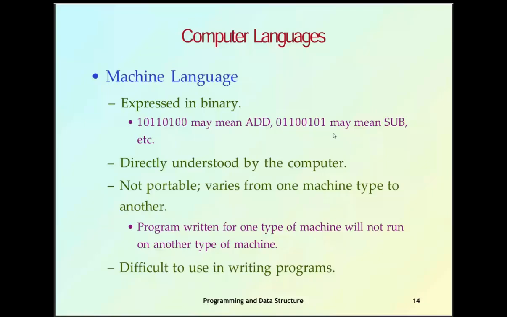This machine language is not portable. It means if you write a program in machine language on one machine, the same sequence of 0 1 may not work on a different machine, for an obvious reason. Because for my machine, ADD means 10110100, and for your machine, ADD means 11110100. So obviously there is a distinction. That's why machine language is not portable in nature, and it is also difficult to use machine language to write a program.